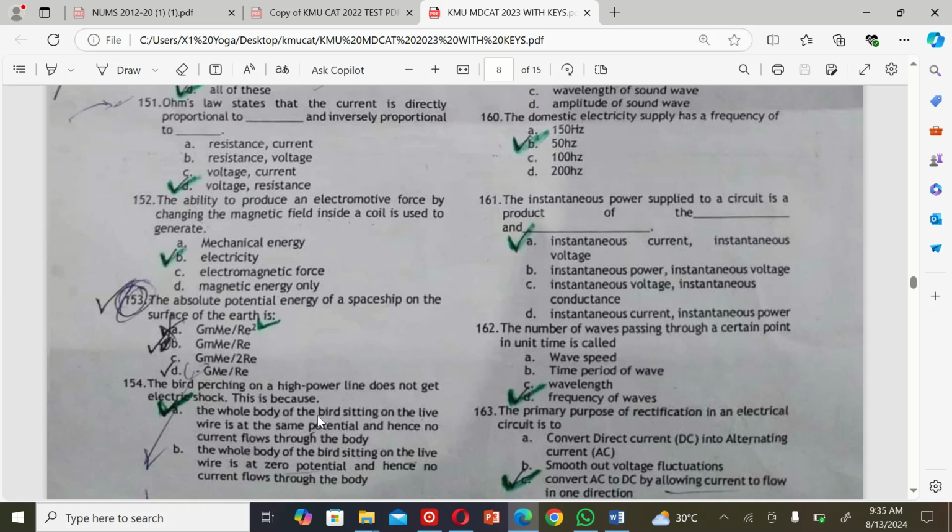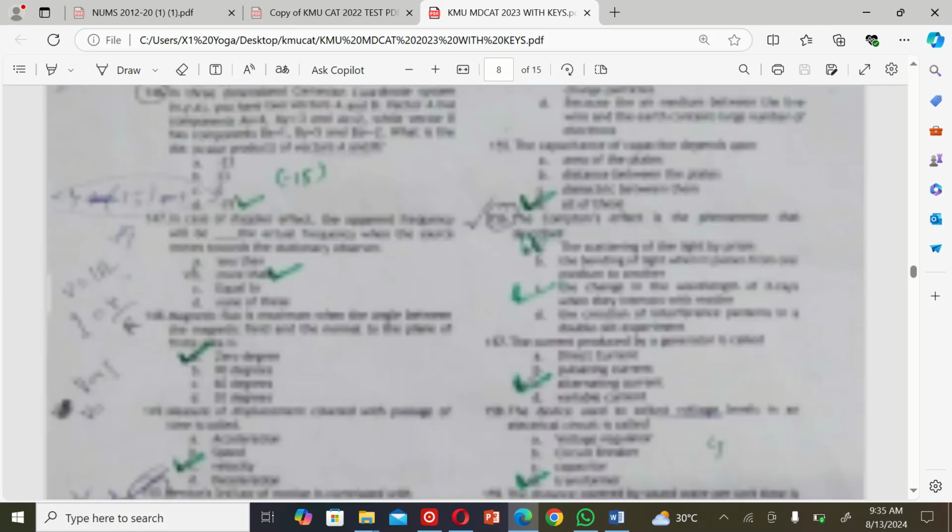The whole body of the bird sitting on the live wire is at the same potential and hence no current flows through the body.